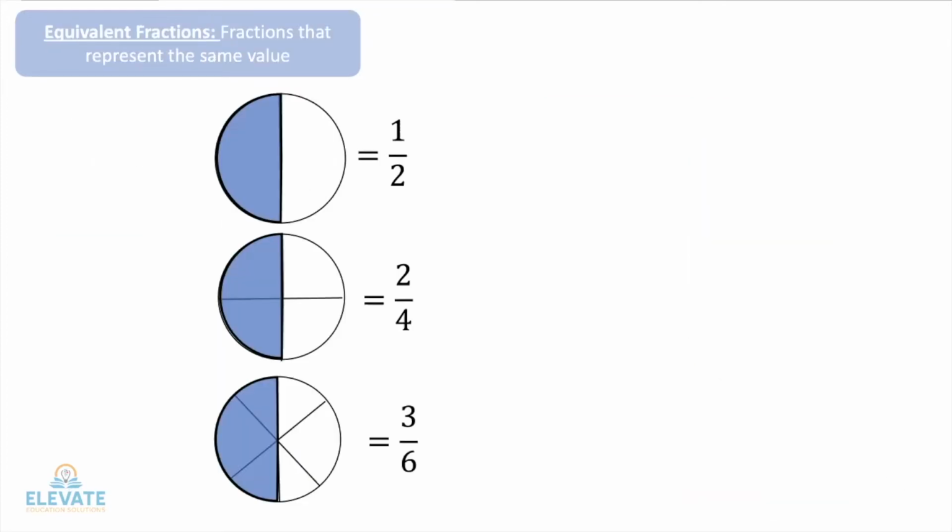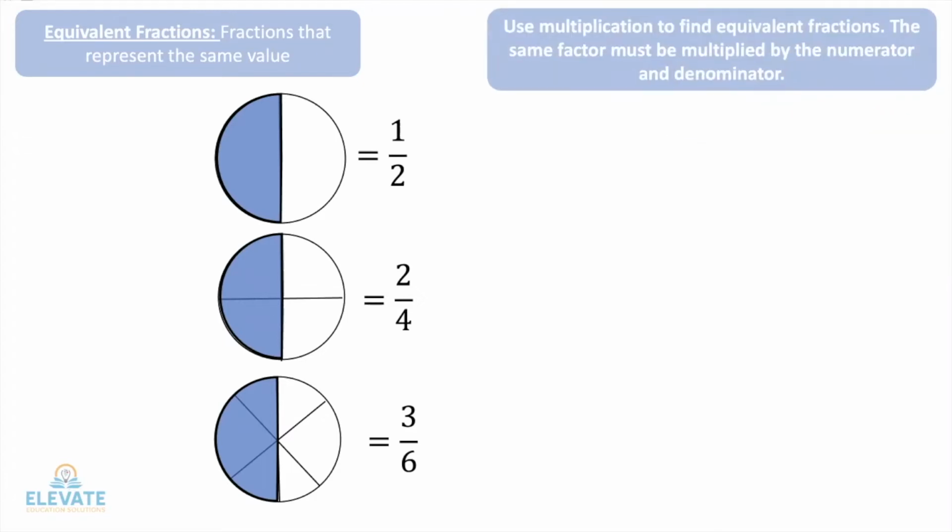Instead of drawing models each time we want to identify equivalent fractions, we can use multiplication. Let's look at the fraction 1/2. If I multiply 1/2 times 1/1, I will notice that my answer will be the same. If I multiply the same factor by the numerator and the denominator, it will equal an equivalent fraction.